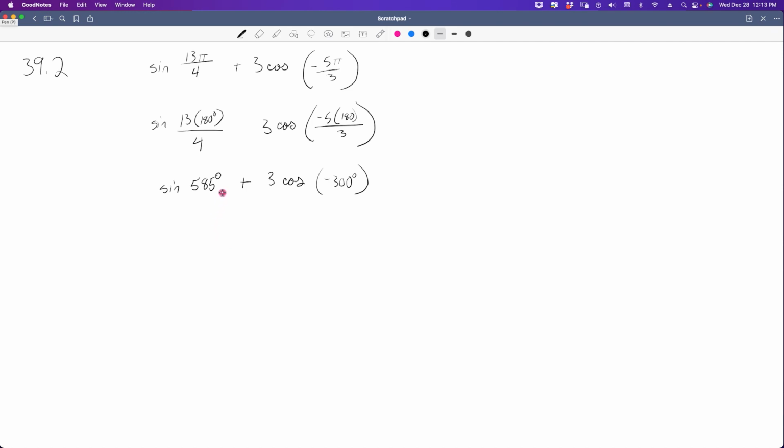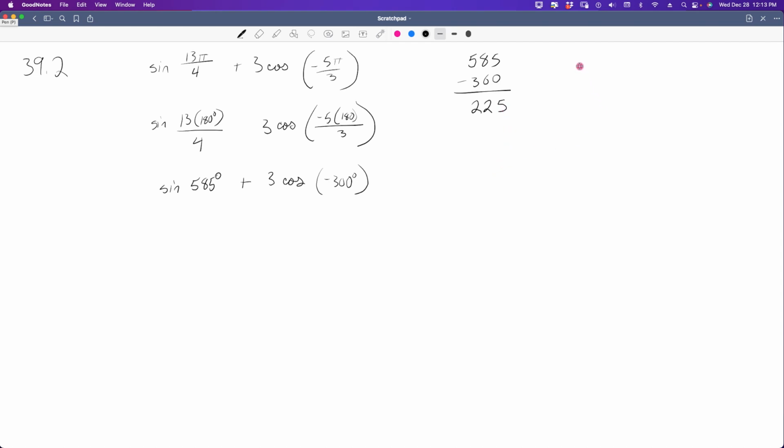Okay. Now we just need to figure out where these live. And we can do that pretty easily. This is a positive, so we're going to subtract 360 from that. 585 minus 360 degrees, that's 225. So this is within our 360 range.